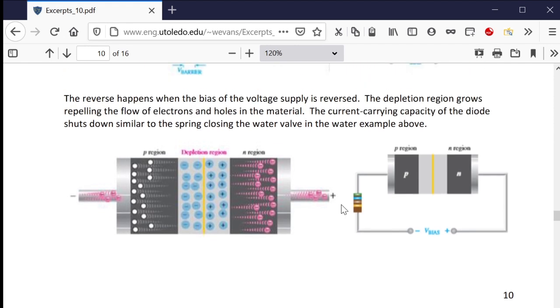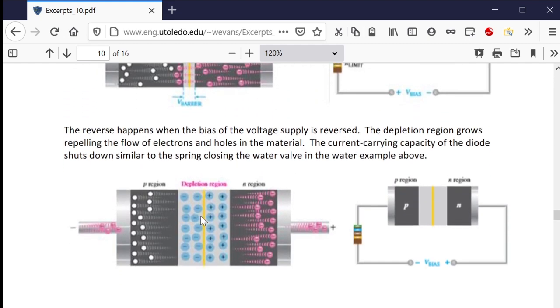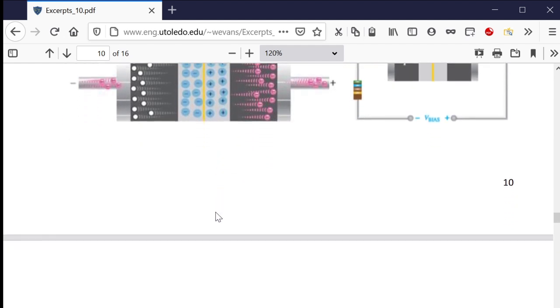Now in the depletion, when you reverse the bias, you actually are pulling the electrons and holes away from the depletion region. The depletion region gets quite large, and you basically have no flow. And this way, you're actually going to have no current flow at all.